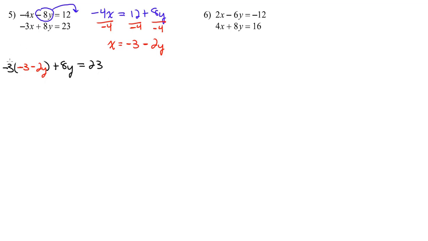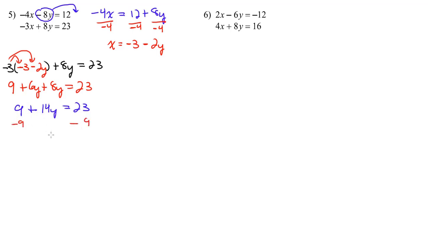So let's distribute negative 3 times negative 3. That's positive 9. Negative 3 times negative 2y, that is positive 6y. And we bring down the rest of the equation. Here we can combine like terms. 6y plus 8y, that is 14y. Next, we have to get rid of this 9. So we're going to subtract 9 from both sides.